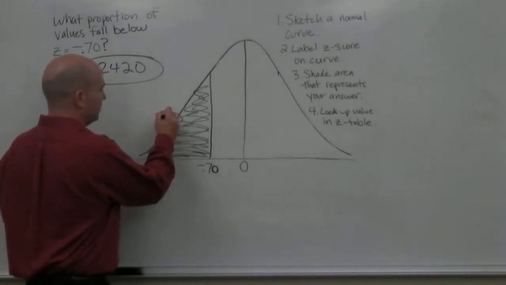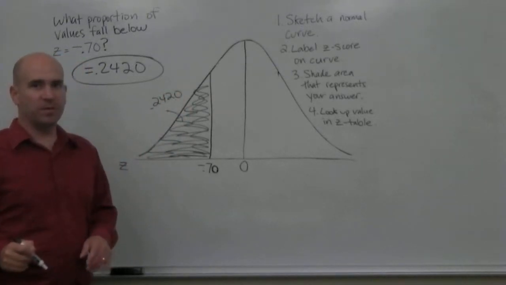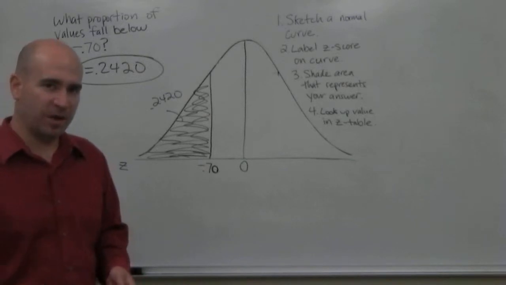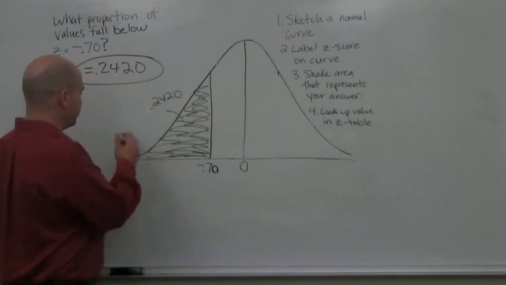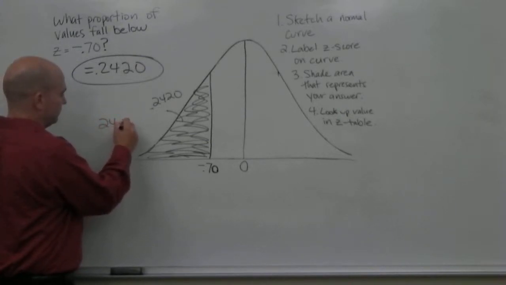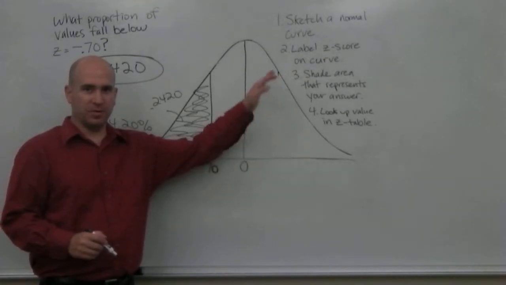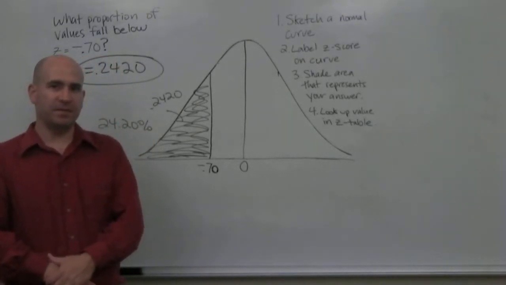0.2420 is this shaded region here. That would be your answer. But for practice, we could convert it to a percentage form. And the answer there would be 24.20% of the values in this distribution fall below a z-score of negative 0.70.